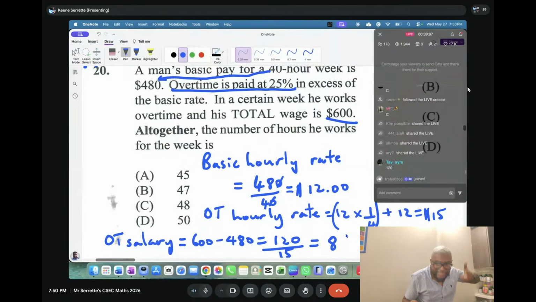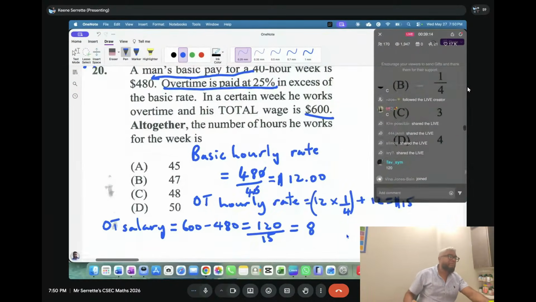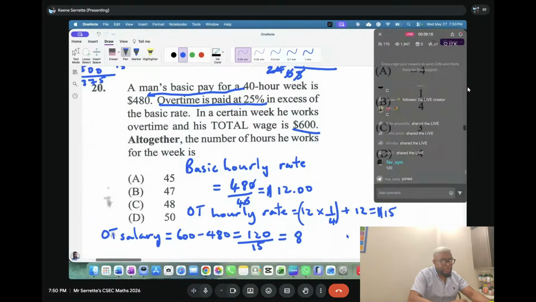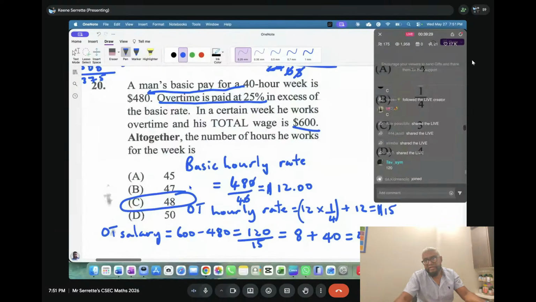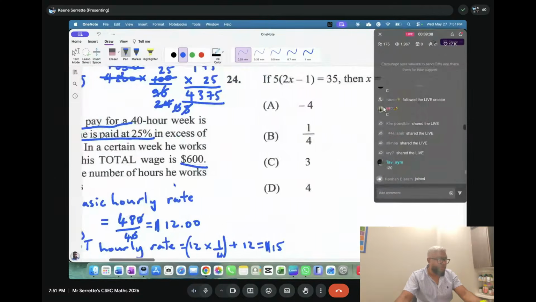But did the question ask us how many OT hours Big Dog worked? Or did they ask us how many hours he worked altogether? Right. So altogether would be 8 plus what? Proper. 48 hours. Right? I see all the belting out answers there, but I need to do the working. And you all need to follow the working because you see I'm jumping from here to here to here, right? Follow the working.